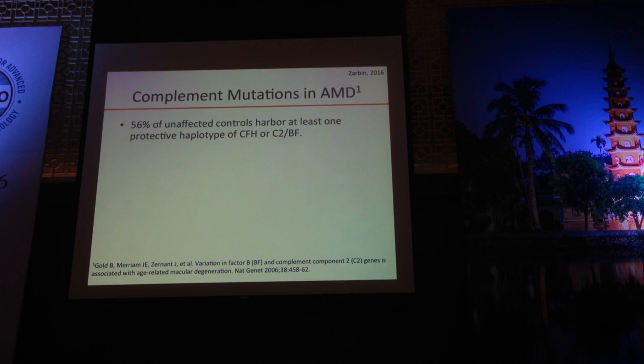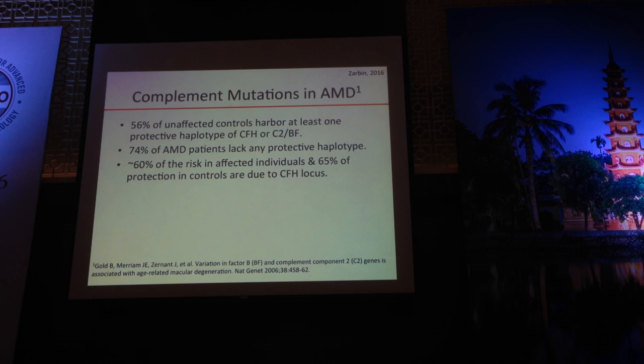If we look at mutations in AMD patients, about half of the unaffected controls have a protective haplotype of complement factor H, C2, or complement factor B. And 74% of patients with AMD have no protective haplotype. So about half, slightly more than half, of the risk and slightly more than half of the protection that patients have for AMD comes due to mutations in complement factor H. The complement factors C2 and B are also important, but not as important.